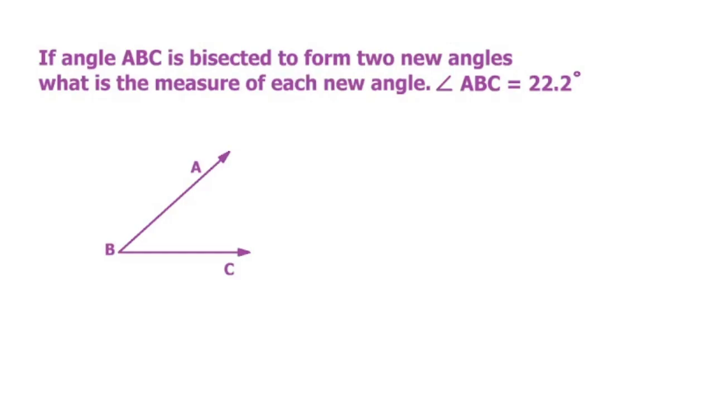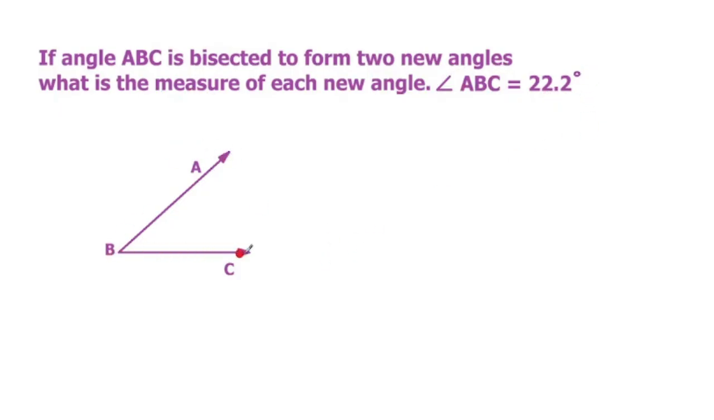In today's lesson, I'm going to teach you everything you need to know about bisected angles. So if we have a problem like this that says if angle ABC is bisected to form two new angles, what is the measure of each new angle? And angle ABC equals 22.2 degrees.